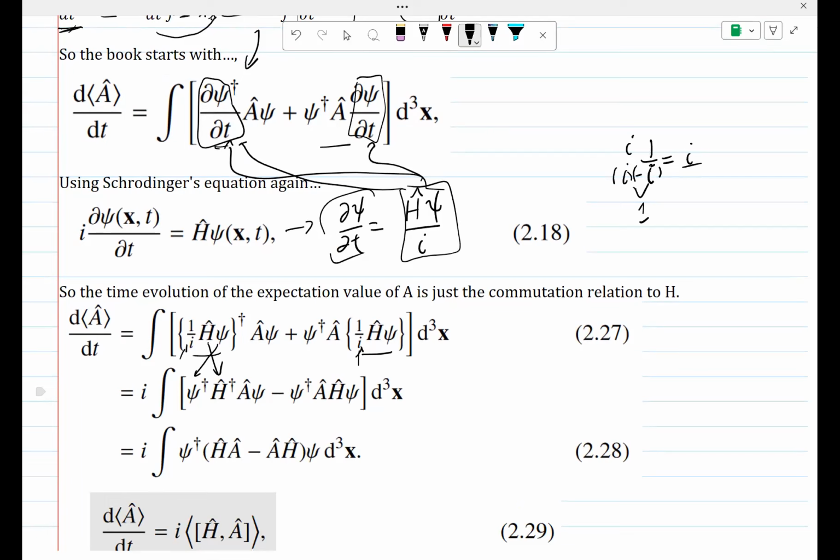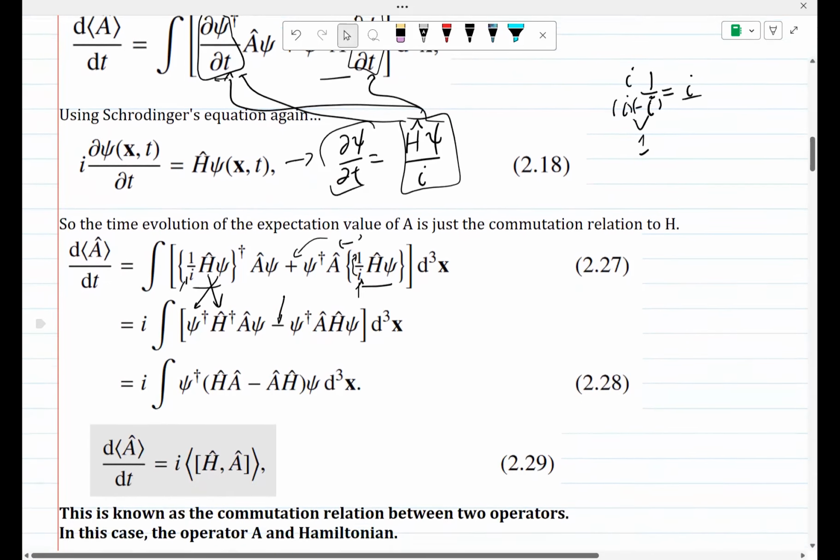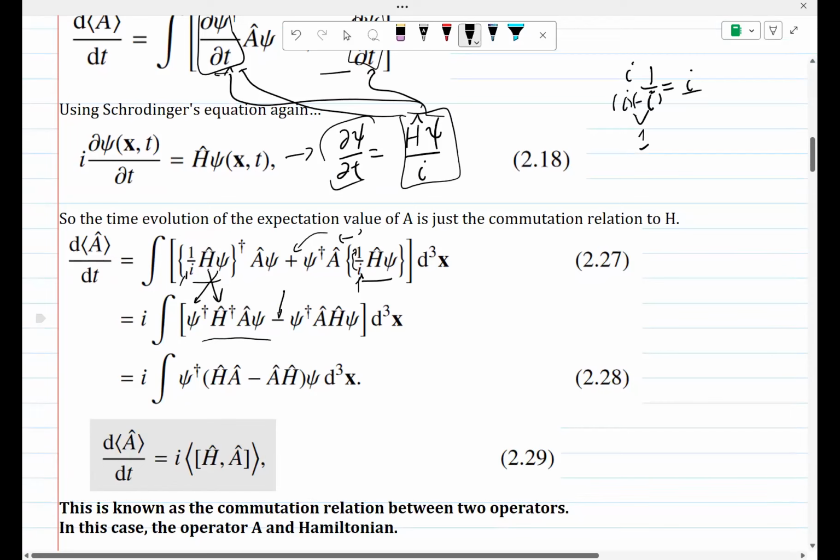Similarly here, you don't have this dagger thing. What we're going to do is move this I to the numerator, and that's going to bring out a little negative sign in front of this entire term. And that's where this negative sign comes from, right? Okay. So that's how we get to this part.